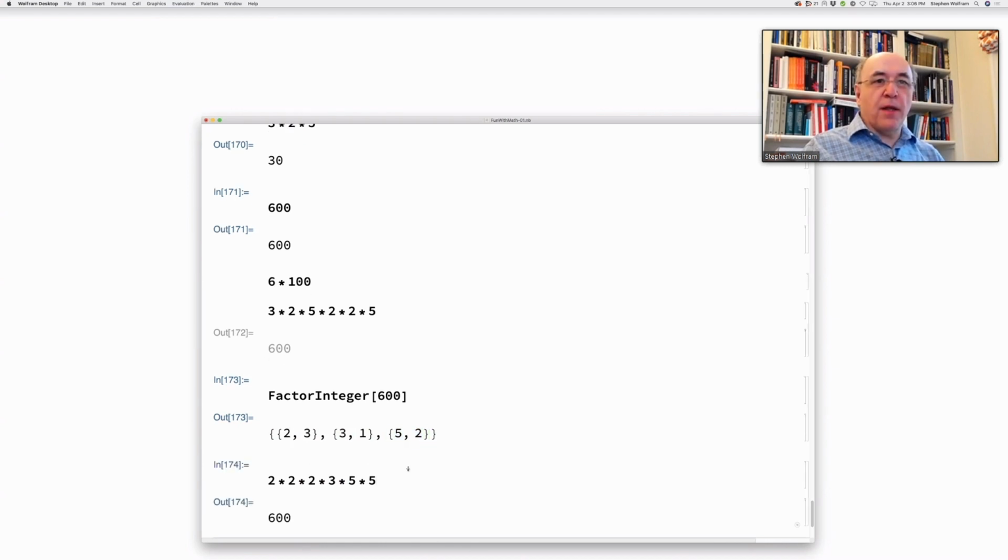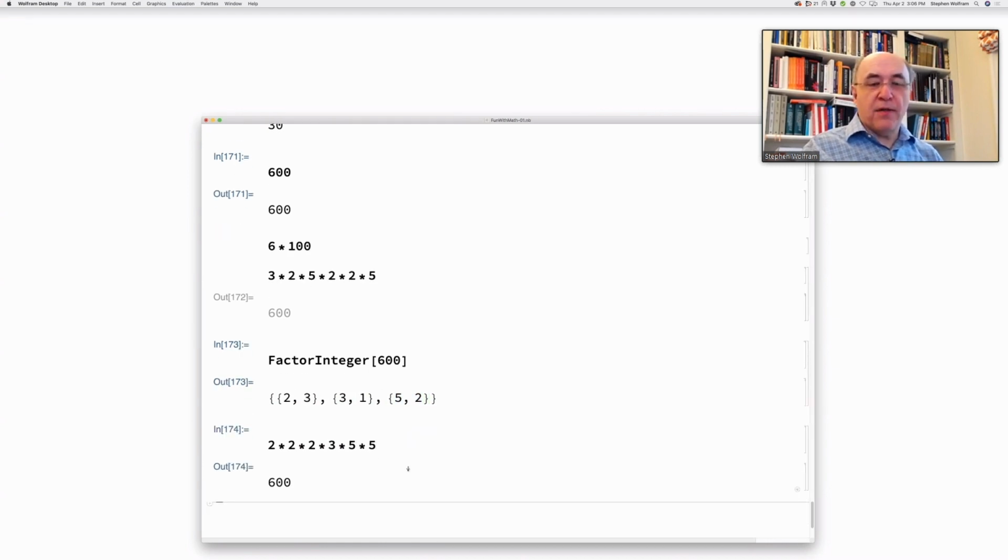So another fundamental math fact: every number that isn't a prime can be written, and actually it can be written uniquely, as a product of prime numbers. There's just one way to write it as a product of prime numbers, sometimes called the fundamental theorem of arithmetic.